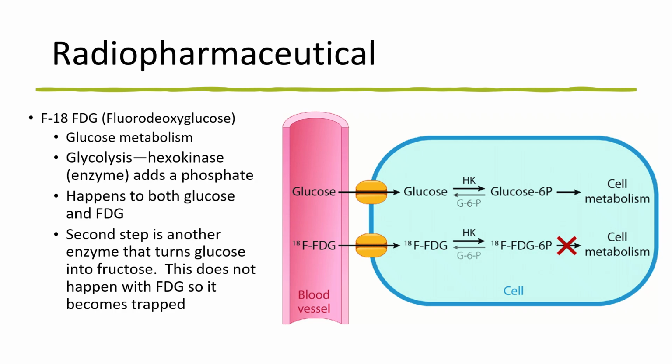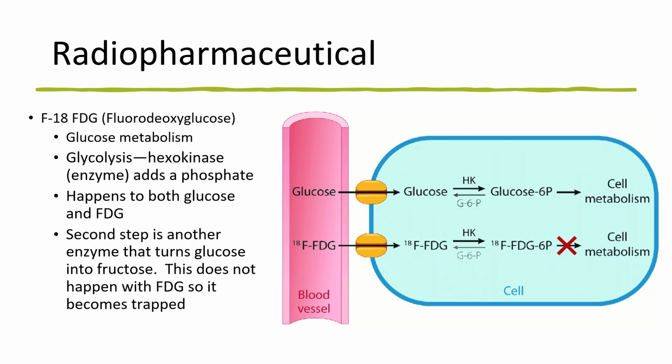The radiopharmaceutical is FDG, that stands for fluorodeoxyglucose. And this is involved in glucose metabolism, so it just follows that normal pathway of glucose metabolism until it gets into the cell. So glycolysis is a set of reactions that converts the glucose into pyruvate or lactate within the cell. That's the process that FDG normally follows. But as you can see in the image, there's one step that's missing.